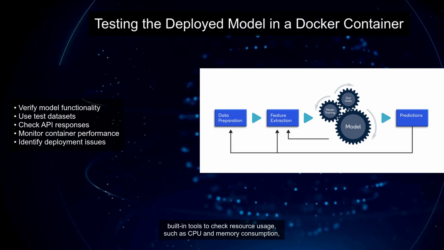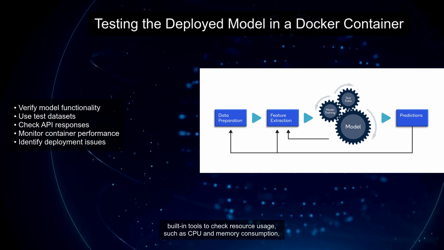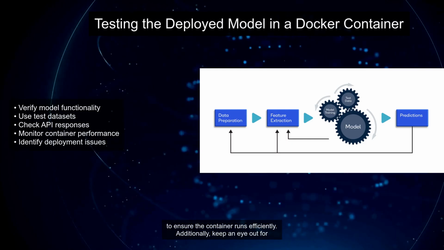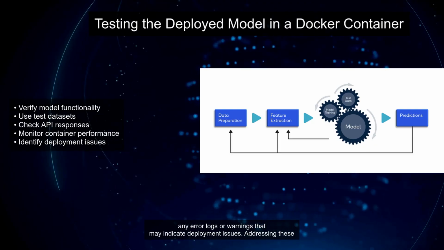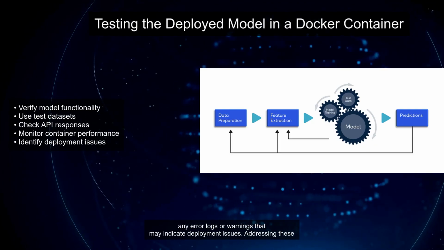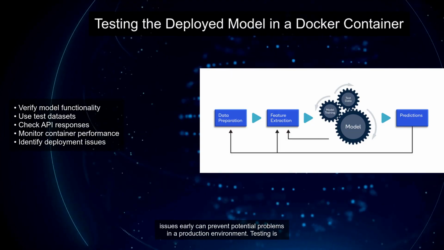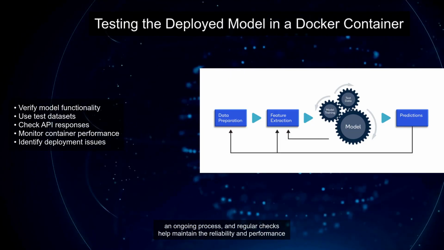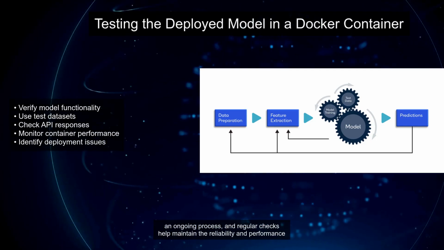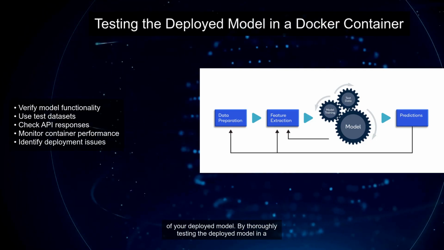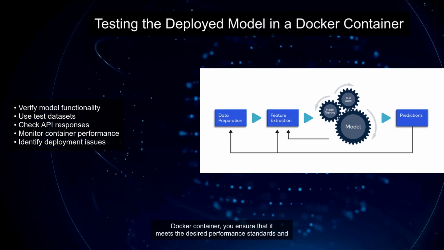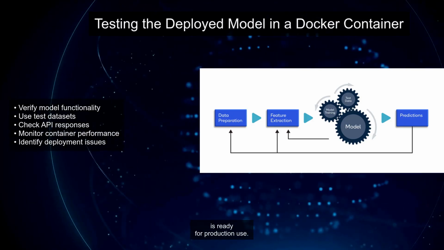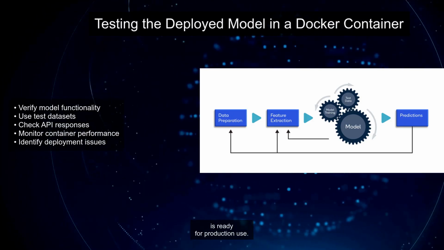Monitoring the container's performance is also crucial. Use Docker's built-in tools to check resource usage, such as CPU and memory consumption, to ensure the container runs efficiently. Additionally, keep an eye out for any error logs or warnings that may indicate deployment issues. Addressing these issues early can prevent potential problems in a production environment. Testing is an ongoing process, and regular checks help maintain the reliability and performance of your deployed model. By thoroughly testing the deployed model in a Docker container, you ensure that it meets the desired performance standards and is ready for production use.